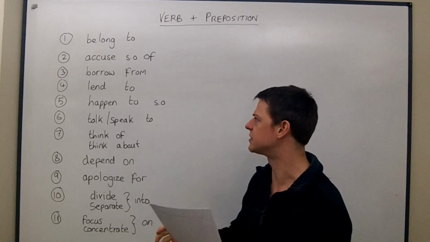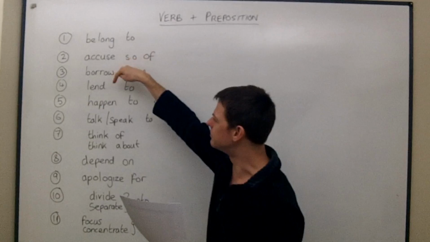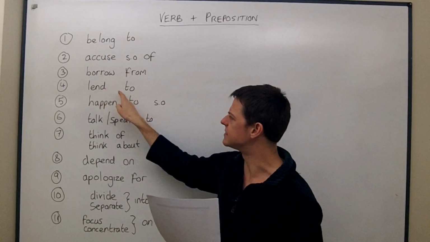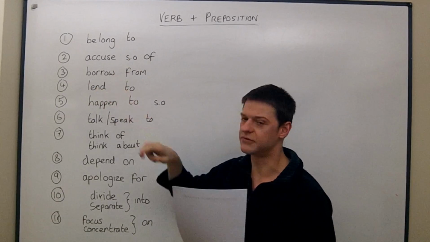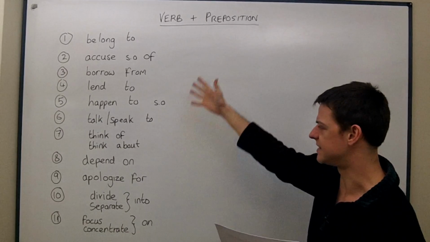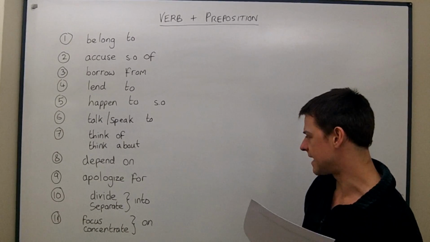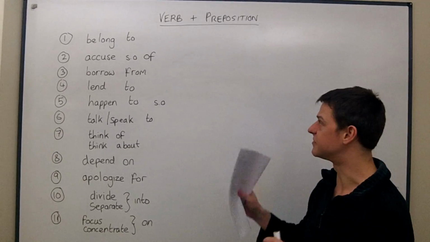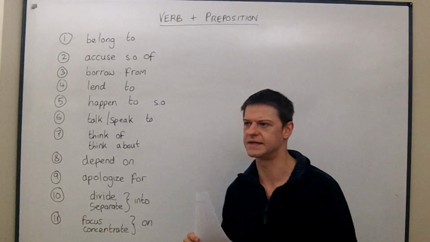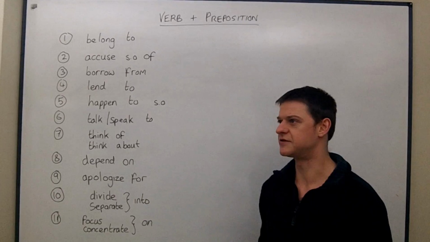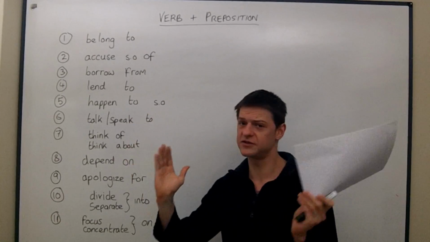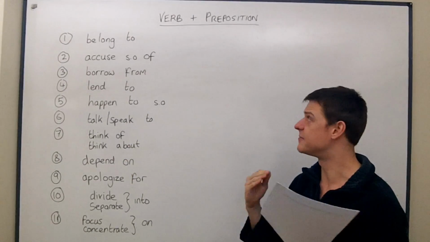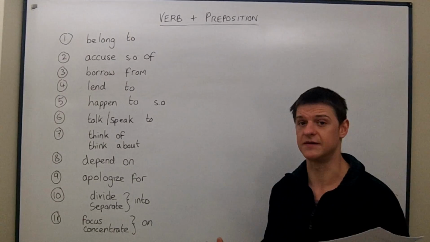In phrasal verbs, the meaning changes. And also you can put the object in between the verb and the preposition. You can't do that with any of these. The best way to learn verbs and prepositions, which are difficult in English, is to learn the verbs with the prepositions like they're one word. And the best way to do that is by using them.